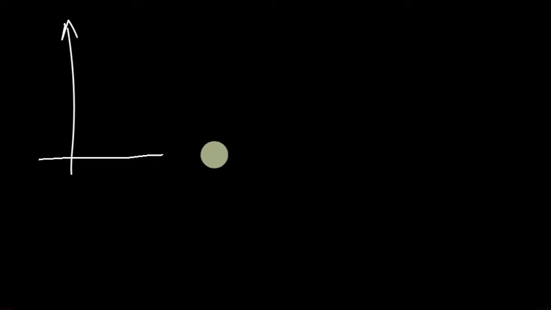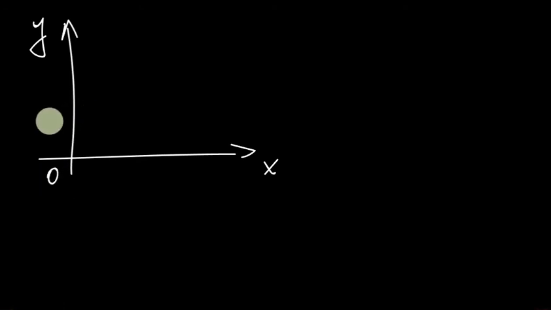Now it's also important to know about vector projections. Let's say we have a coordinate system. This is the x-axis and this is the y-axis. This is 0, and we have a vector here. Let's call it vector A.